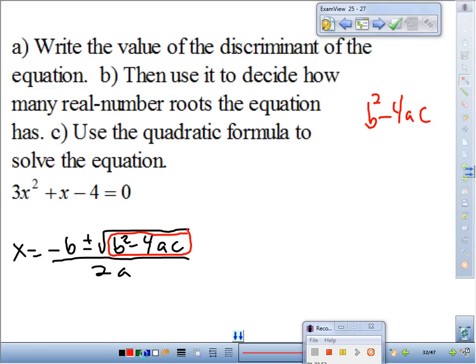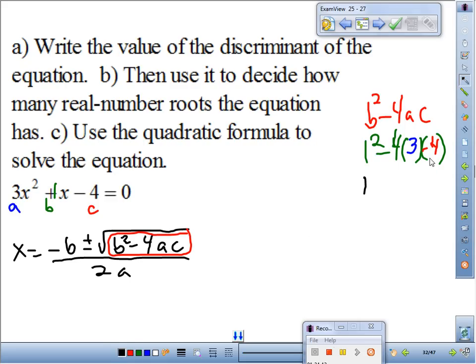What is A? A is 3. What is B? 1. And what is C? Negative 4. So I substitute those values in here. What was B we said? 1, that's squared, minus 4 times A times C. So A is 3, and C is negative 4. So at this point, we simplify this. This becomes 1. Then multiply from left to right. We got negative 4 times 3, that's negative 12. Times negative 4, that's positive 48. What is 48 plus 1? That's 49. And that is the value of the discriminant of the equation.